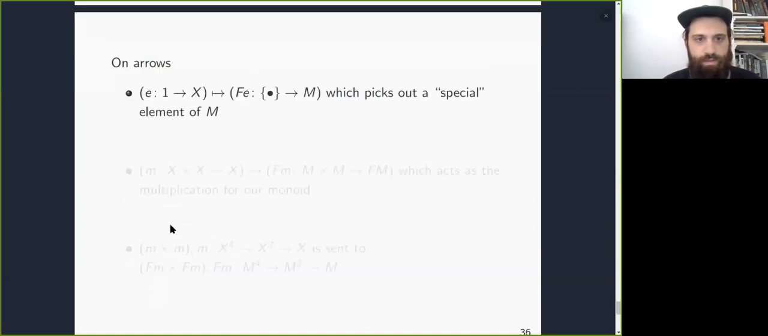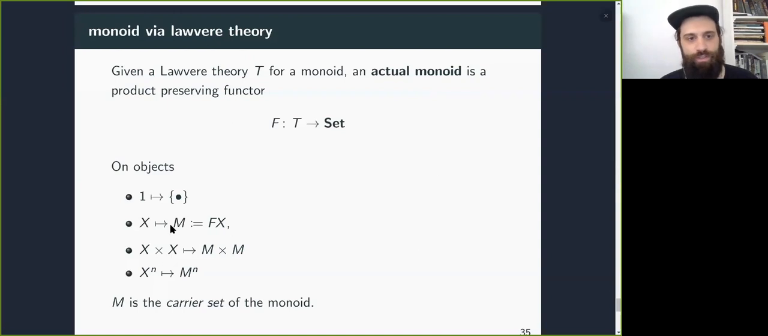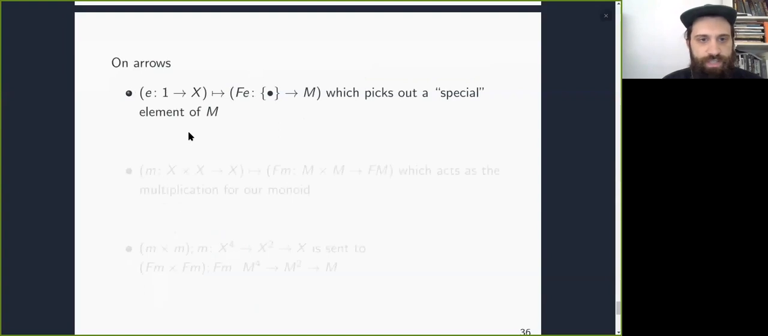Okay, so we also have to deal with arrows, right? Because a functor is going to map arrows in our Lawvere theory into set functions. So it's going to take the identity arrow to some new arrow from the singleton to M. Remember, M is the carrier set for a monoid, and this is a singleton set. So this, as a set function, is picking out an element in M. That's all it's doing, and we don't care what it is.